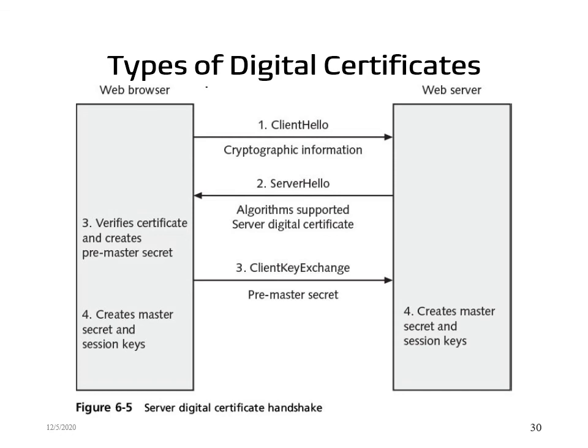The second category of digital certificates is the server digital certificate. How is the handshake happening? As I said earlier, some address is being typed in the browser by the client. So client hello is the first handshake happening, and cryptographic information is being transferred here. The second thing is the server handshaking, server hello. Algorithms supported and the server digital certificate are sent.